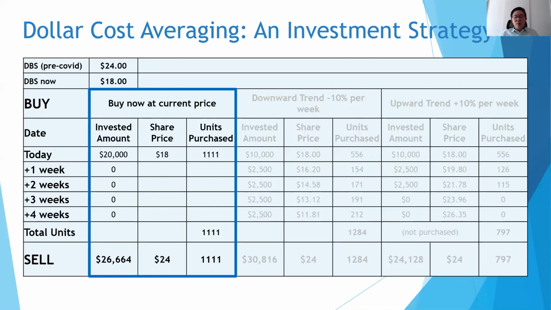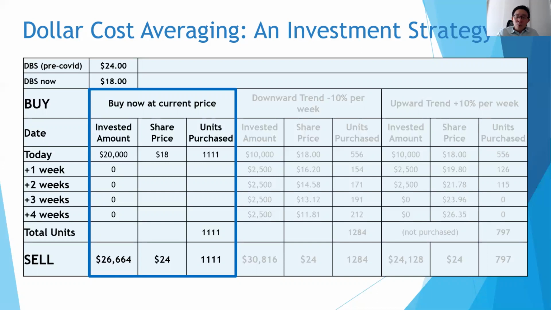If I invest $20,000 at $18 per share, I will own about 1,100 shares. Of course, the target selling price is when everything reverts back to normal, $24. Then I'll sell off. Based on this, you make about $6,000. I think that's a pretty decent sum.